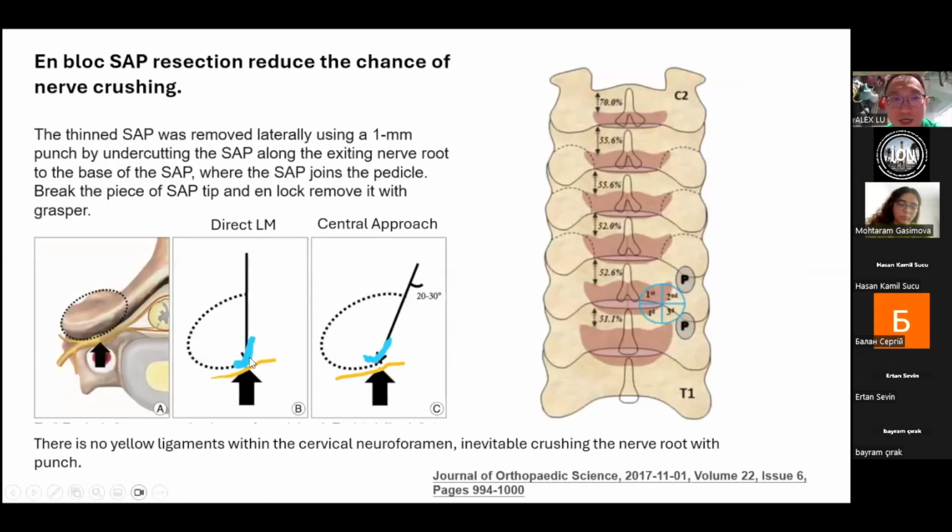The lateral mass approach, because you direct coming here, your Kellyson punch foot plates are inevitable. Central approach is inclined, so it's inevitable touching the nerve root. So you have to use the lateral mass approach because it's horizontal to the nerve root. You will not touch the nerve root.